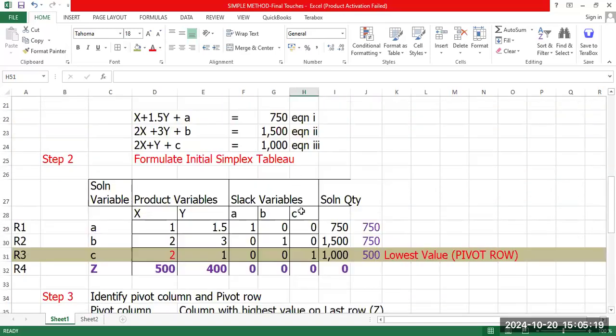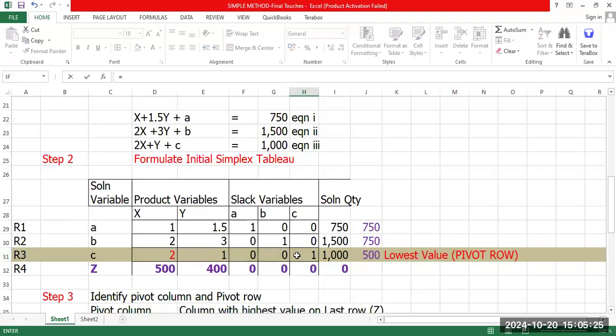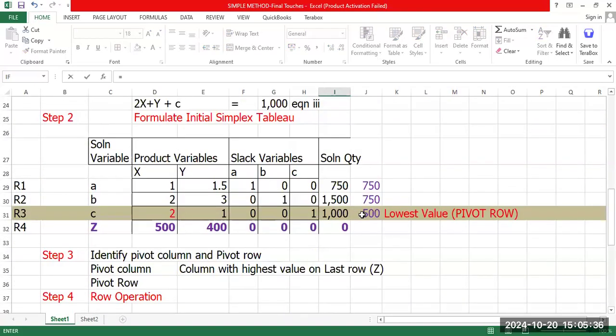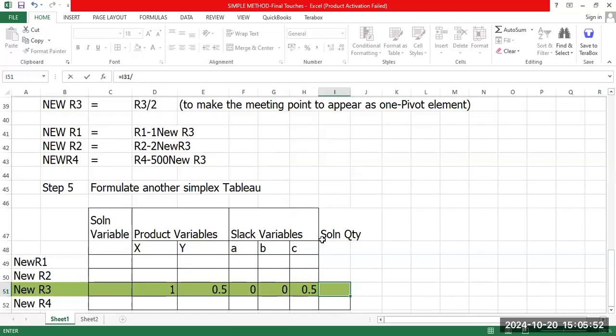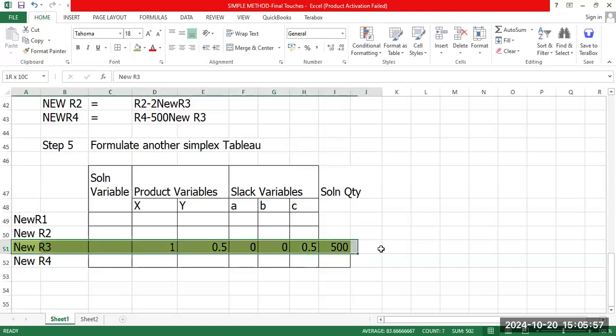Then C, what is the value in the original row 3? This is C, the original value was 1 divided by 2. Do the same here. The original value is what? 500? No, don't use this. We are using the original. Remember, this one just helps you to know the pivot row. You are basing on these values. So it is 1000 divided by what? 2. So you're done with your pivot row.